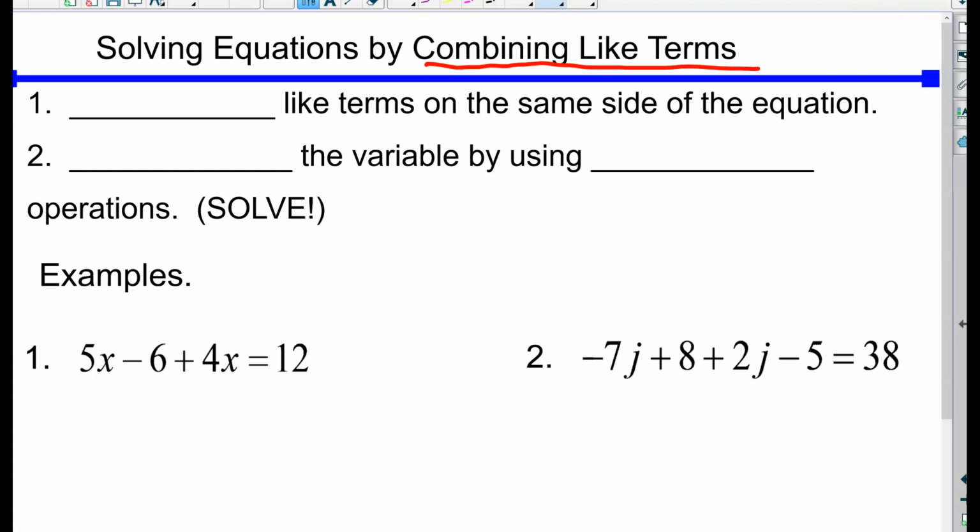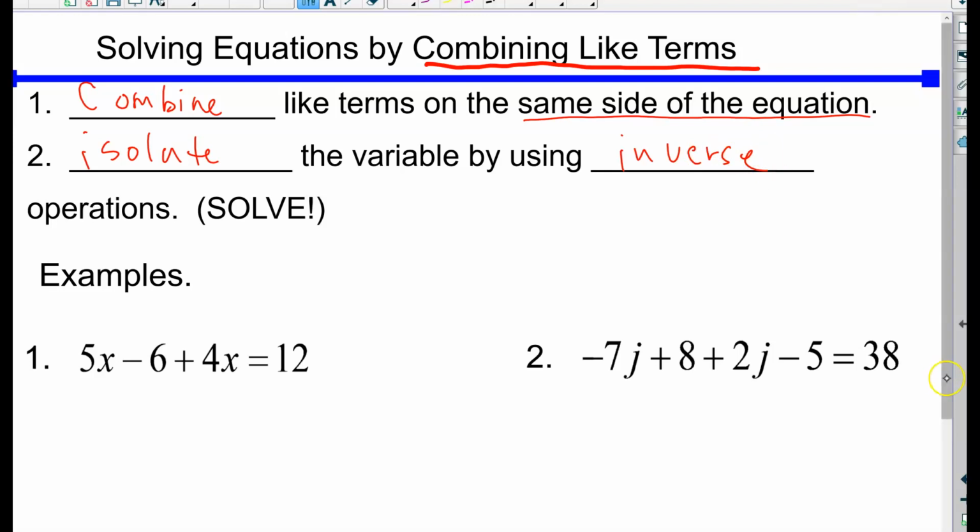So the first blank here says, blank like terms on the same side of the equation. That's where we're going to combine. Oops, combine. Let me redo that one. I started to write that a little bit off. There we go. Combine like terms on the same side of the equation. That's the important thing, right? The terms that are on the same side of the equation that we can combine. And then we wanted to isolate the variable again, right? Isolate that variable using inverse operations or solving, okay?